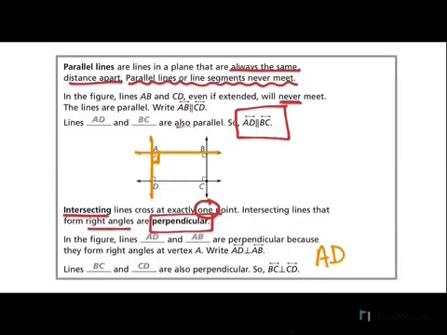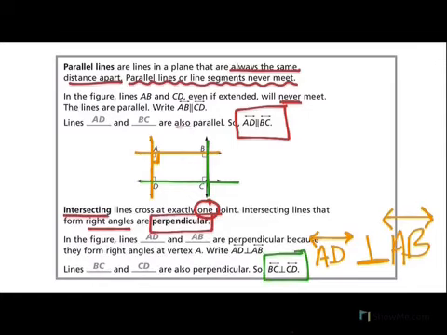Line AD is perpendicular. Here's our symbol for perpendicular to line AB. Lines BC and CD are also perpendicular. We would write it like this.